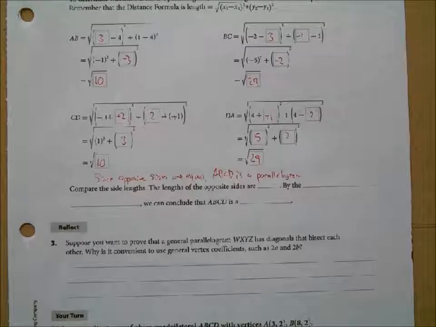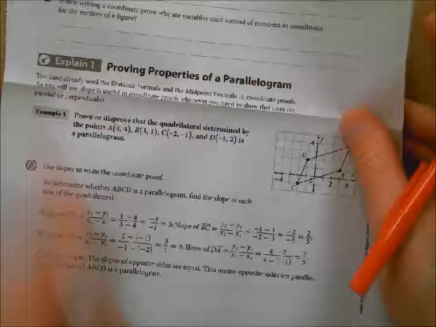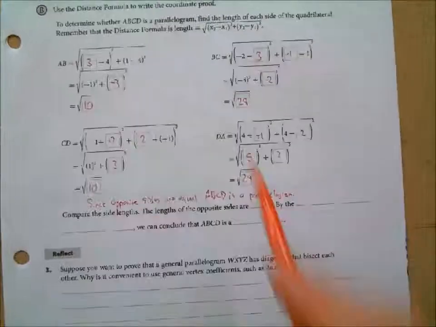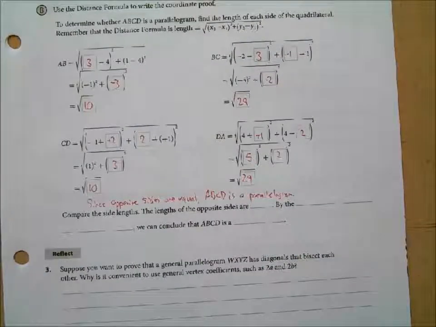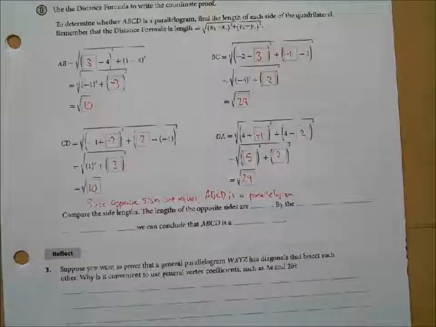Did we have to do both of these to show this thing was a parallelogram? Do we have to show that opposite slopes were the same and that opposite sides were congruent? Do we need to do both? No, right? We only need to do one to show it's a parallelogram, but Mr. Woodmeyer just likes to torture you. And so there we are.